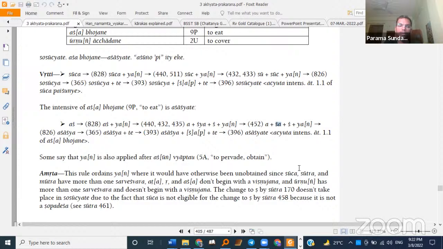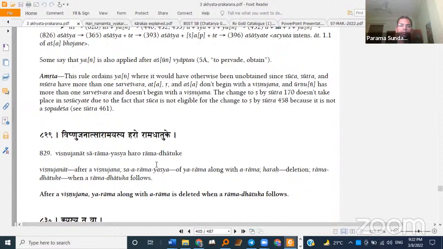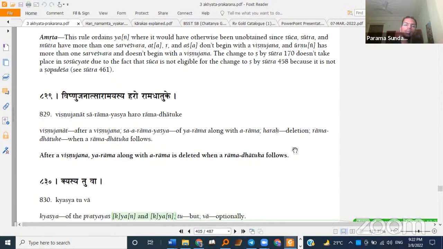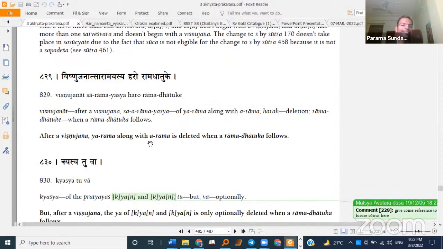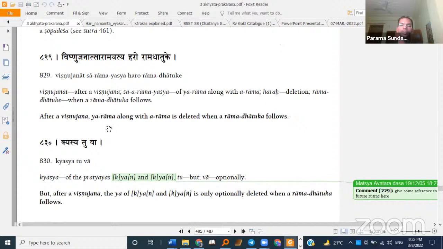So Ashashya. Yuktate Shap, Ramahara Ram dhatu ke, and Ashashyati. Ashashyati. Ashum Vyaptau. Ashum. So Vishnu Janath Saram Yasya Haro Rama dhatu ke. After Vishnu Jana, Ya Rama along with a Rama is related when a Ram dhatu follows.